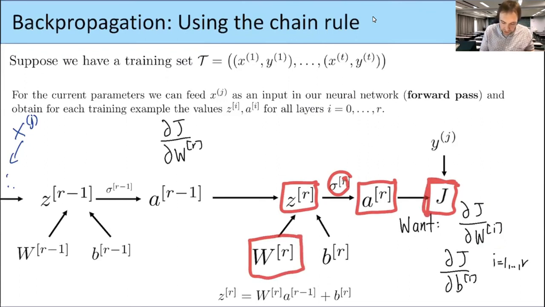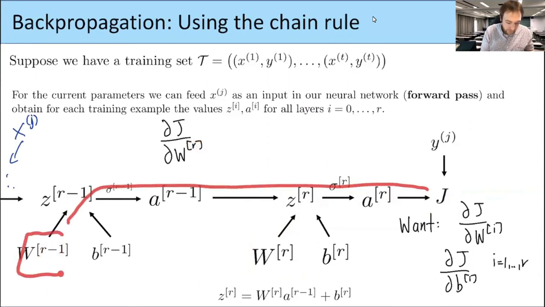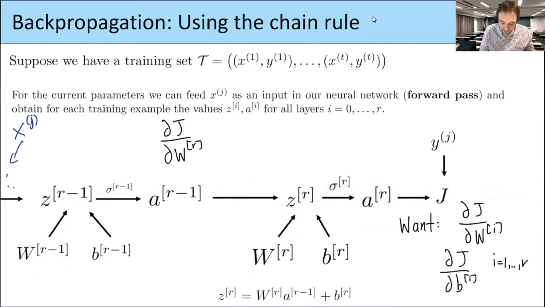So therefore, the relationship between J and WR is going this way here. And if I would like to have the derivative with respect to WR minus 1, then I would go this way here. And we see that these two ways have a common path, namely this part here.